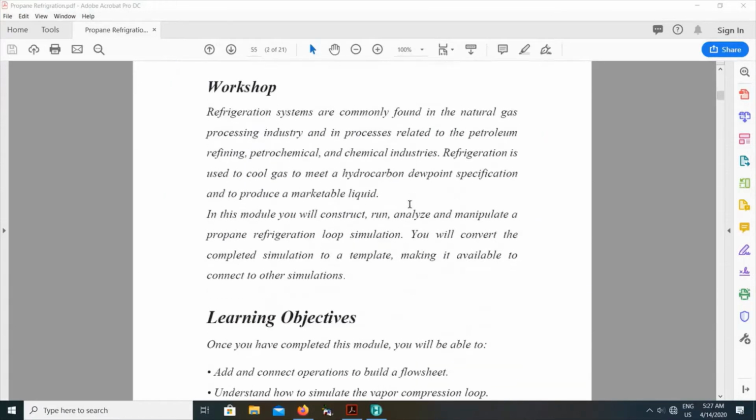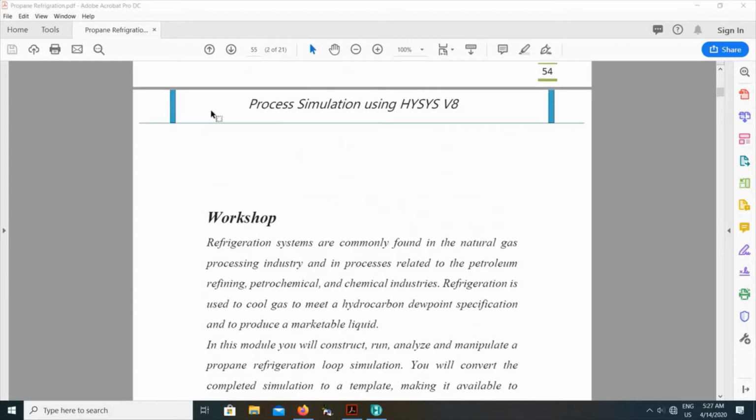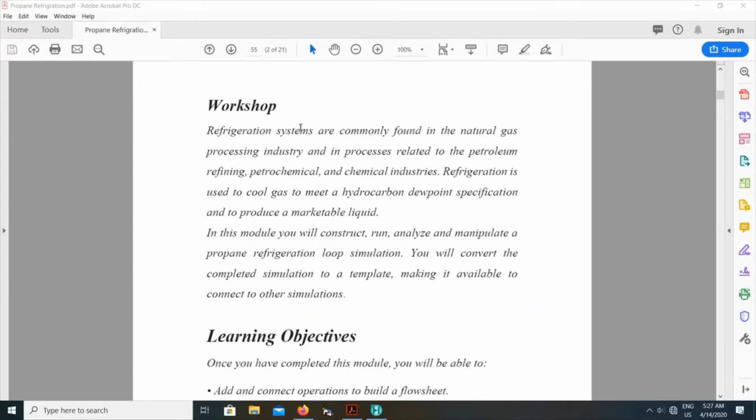Okay, so to start with, let's first talk about what this refrigeration system is all about. As I explained to you before, refrigeration systems are commonly found in the natural gas processing industry and in processes related to petroleum refining, petrochemical and chemical industry. So this kind of refrigeration is not only happening in the natural gas industry, but also in petroleum refining, petrochemical industry, and also in the chemical industry. Okay, so refrigeration is used to cool gas to meet hydrocarbon dew point specification and to produce a marketable liquid.